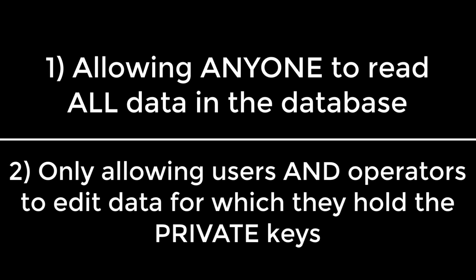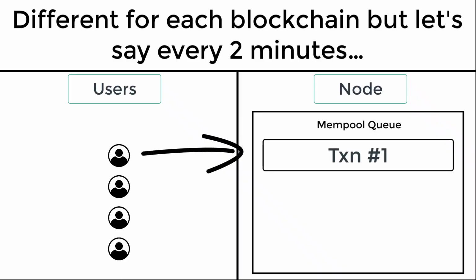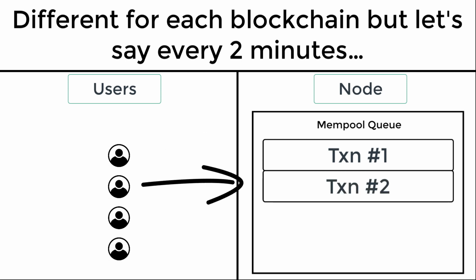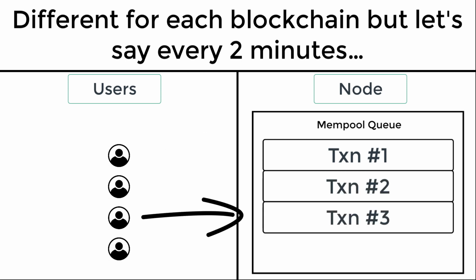In contrast, blockchain-based databases level the power dynamic between users and operators by, one, allowing anyone who interacts with a blockchain database to read all stored data, and two, only allowing users and operators the ability to edit data for which they hold the private keys, assuming a sufficient number of independently operated nodes on the network, of course. The mechanism for how this works is by processing at regular intervals each batch of requests that users send to a particular blockchain network.